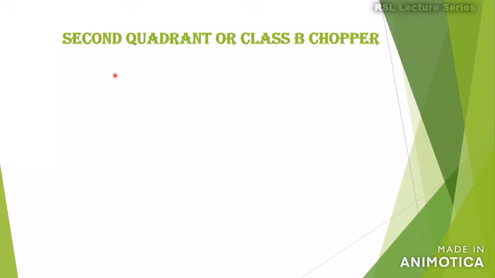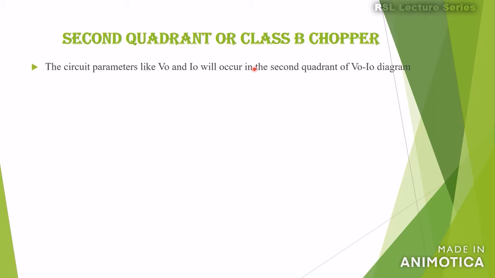In this lecture, we'll discuss the second quadrant or class B chopper. In the case of a class B chopper, the circuit parameters like V0 and I0 will occur in the second quadrant of the V0-I0 diagram. That is, V0 remains positive and I0 is negative. So this chopper is also called a step-up chopper with RL load.